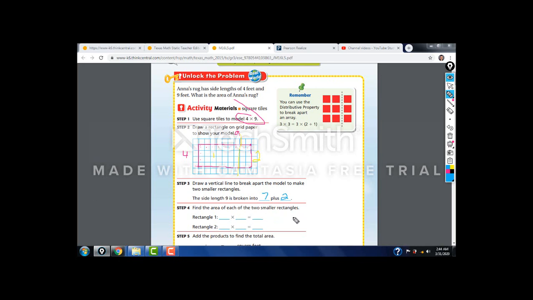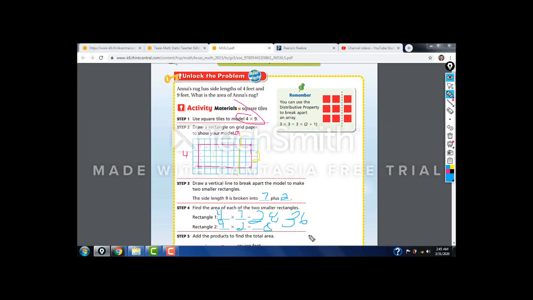So let's find the area of the 2 smaller rectangles. Let's go with rectangle 1. It's 1, 2, 3, 4, and I know this is 7 already because I got that here. That gives me 28. Rectangle 2 is 1, 2, 3, 4, times 2 is 8. I add the 2 products and I get a total of 36. So when you add the 2 products, the total area of this shape is 36.